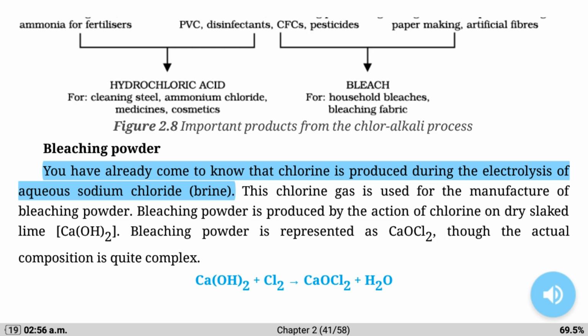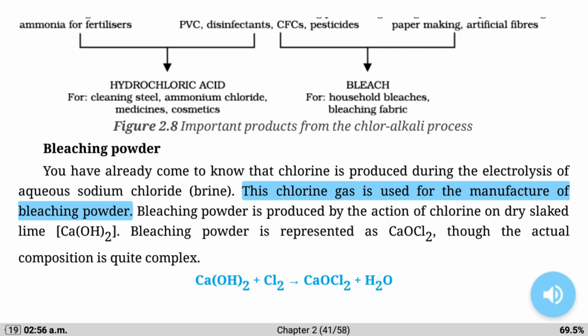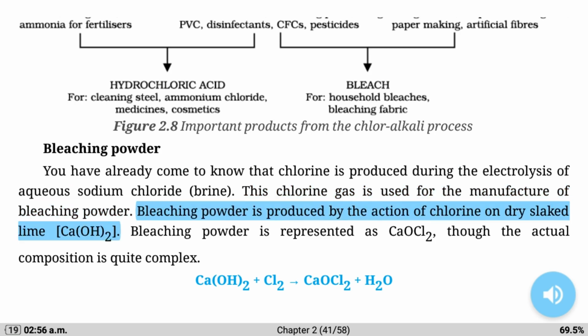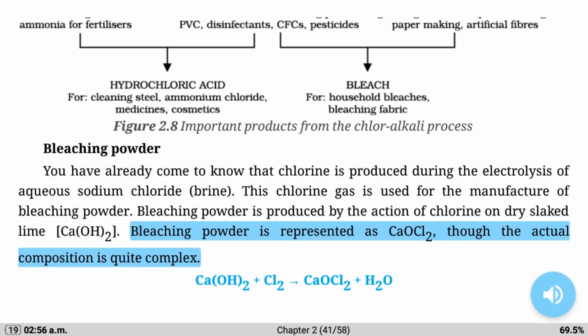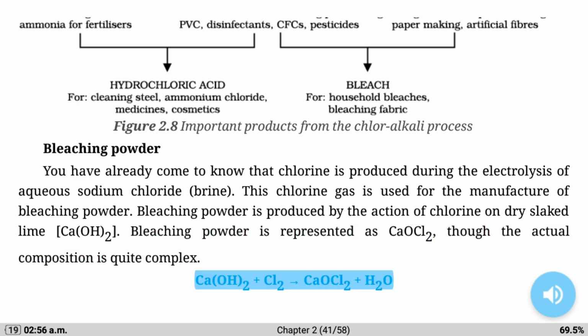Bleaching powder. You have already come to know that chlorine is produced during the electrolysis of aqueous sodium chloride brine. This chlorine gas is used for the manufacture of bleaching powder. Bleaching powder is produced by the action of chlorine on dry slaked lime, Ca(OH)2. Bleaching powder is represented as CaOCl2, though the actual composition is quite complex. Ca(OH)2 + Cl2 → CaOCl2 + H2O.